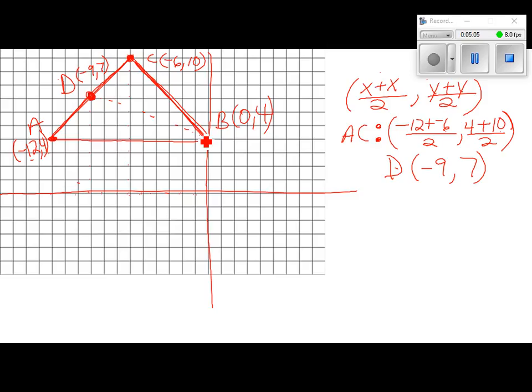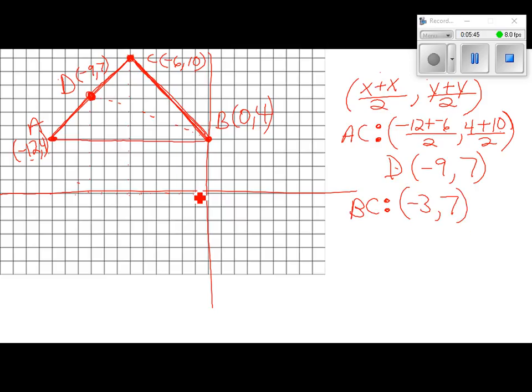Next you're going to find the midpoint of segment BC. I'm going to take the x's from B and C, which are 0 and -6. I'll do this one quickly in my head. 0 plus -6 is -6. -6 divided by 2 is -3. So the x-coordinate of the midpoint of segment BC is -3. Then the y-coordinates: 10 plus 4 is 14. 14 divided by 2 is 7. So the midpoint of BC is -3, 7.